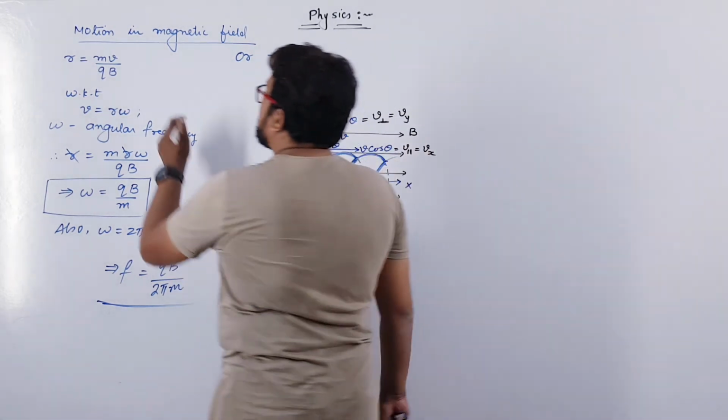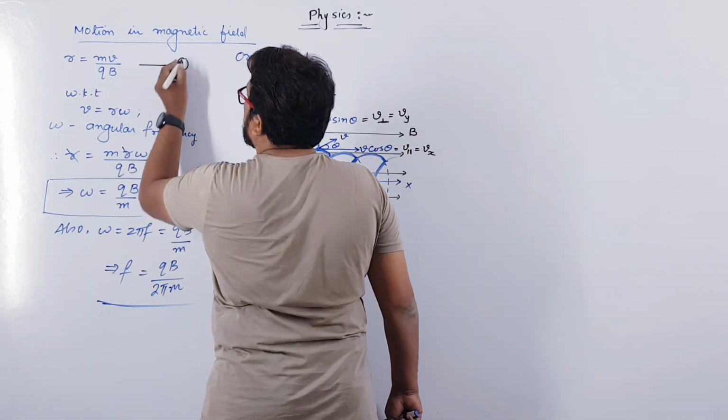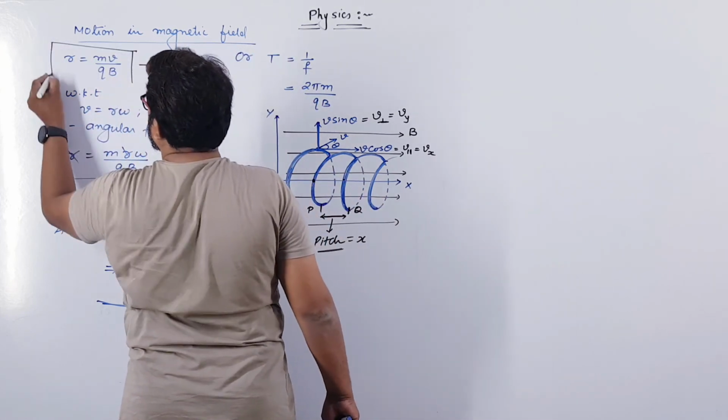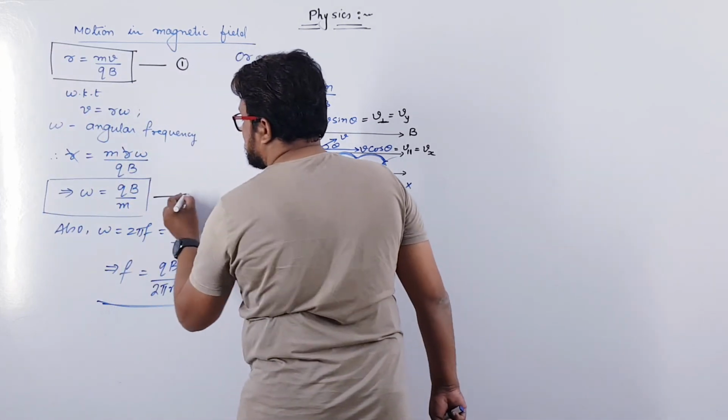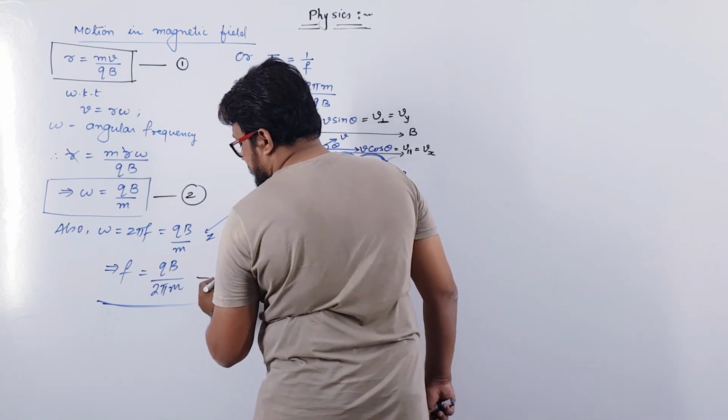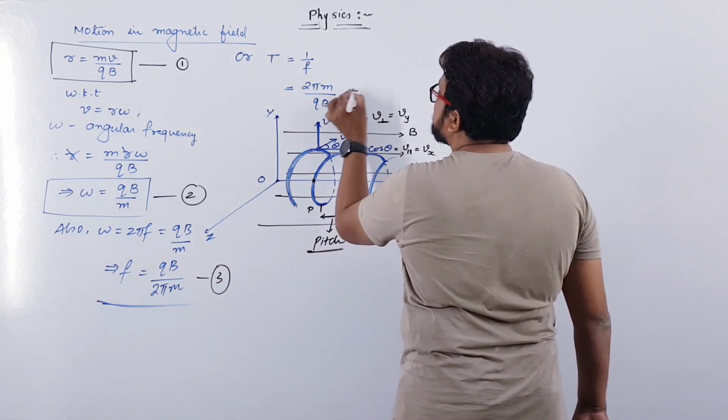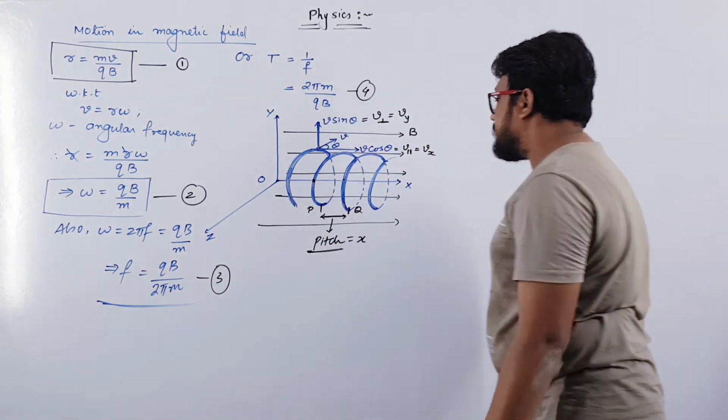Let me give these names. Let us name this equation 1. This is the most important equation, equation number 1. This is equation 2. Let this be equation number 3, and let this be equation number 4. These are the 4 most important equations.